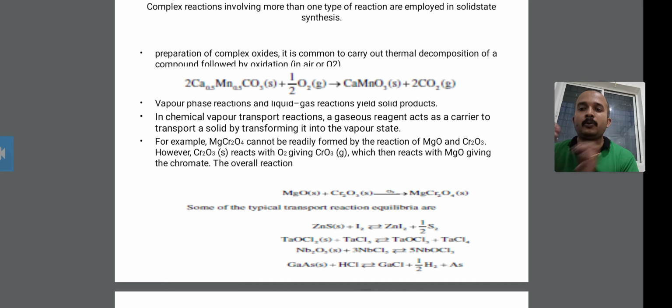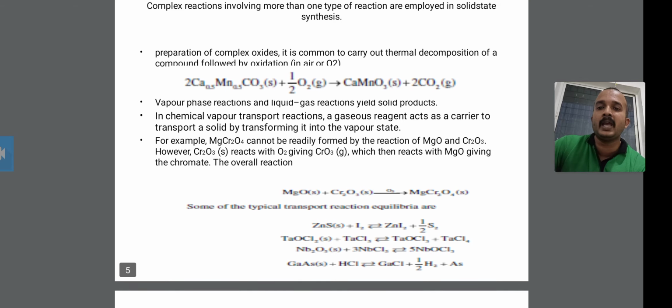Next is the vapor phase reaction and the liquid gas reaction, which yield solid product. You have to know about the vapor phase. Vapor phase means a vapor, and the vapor phase reaction and the liquid gas reaction form a solid product. Therefore the vapor is treated with the liquid gas, and it forms the solid product.